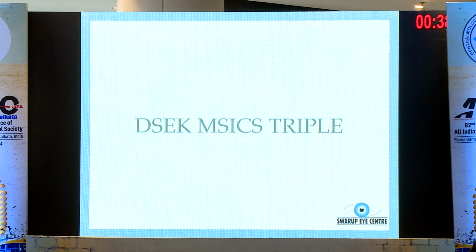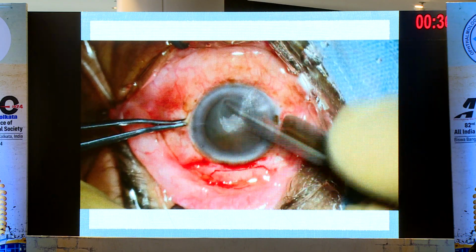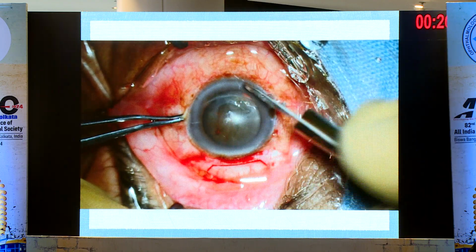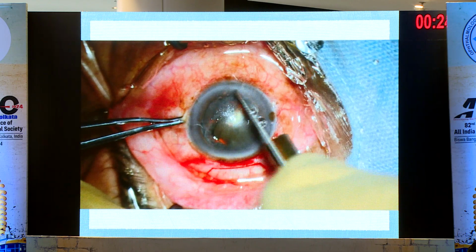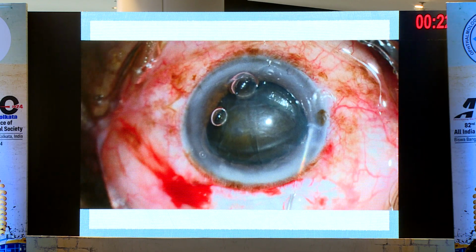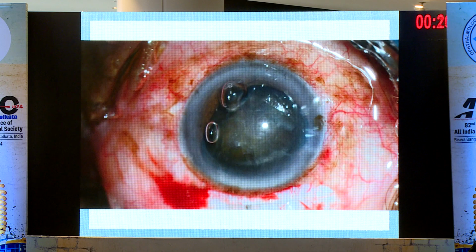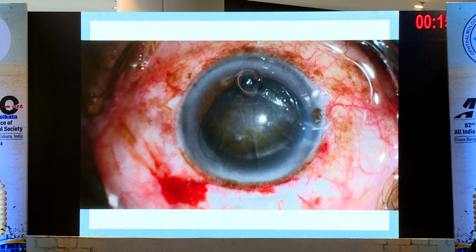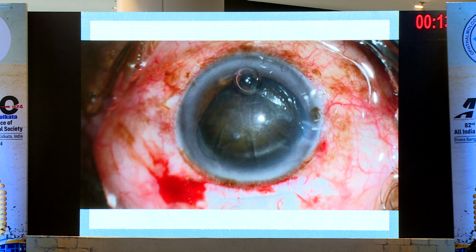You can also combine your DSEK with a manual small incision cataract surgery if you've got a really hard cataract. So that's what I'm doing in this particular case. It's a grade 4 cataract with Fuchs. So again, removing the epithelium to improve the visibility. You can see it's almost a brunescent to black cataract. I think it's a cataract nigra, in fact, yeah.